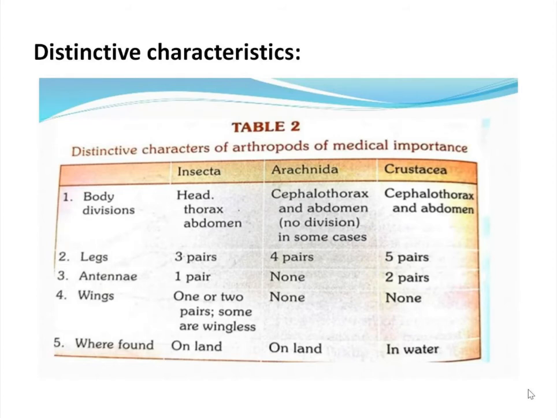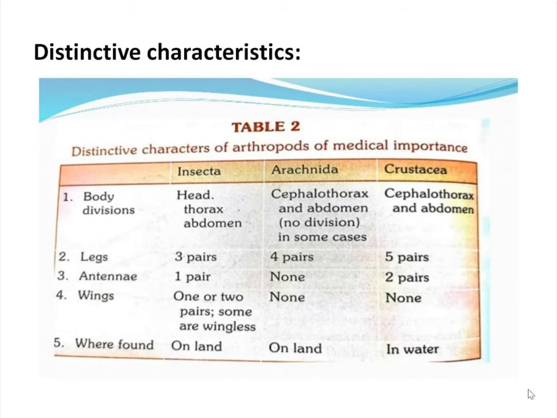Next, in case of Arachnida, the body is not clearly differentiated into these three parts. It has only two parts: one is the cephalothorax and the other is the abdomen. Thorax and head together form the cephalothorax. Same thing in case of Crustacea also. The body is divided into only two parts: one is the cephalothorax and the second is the abdomen.